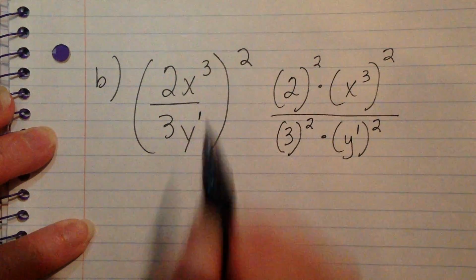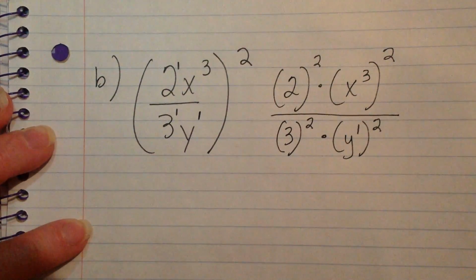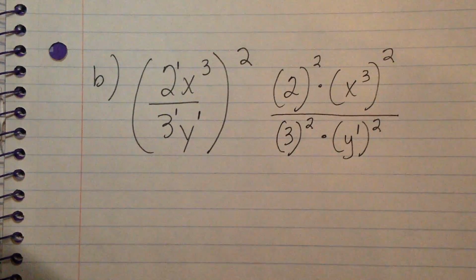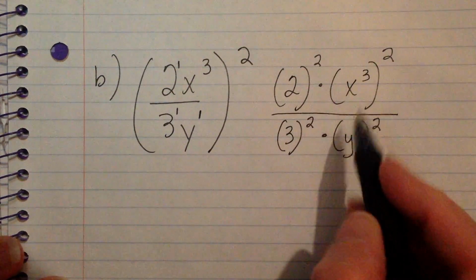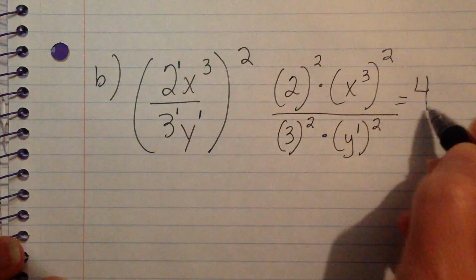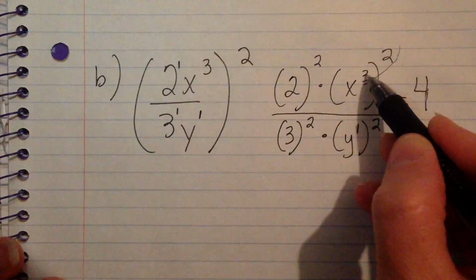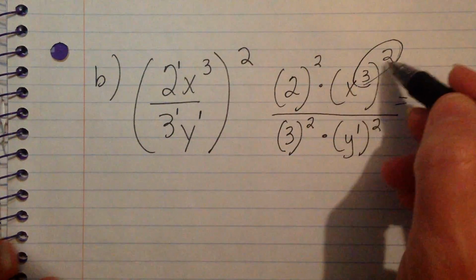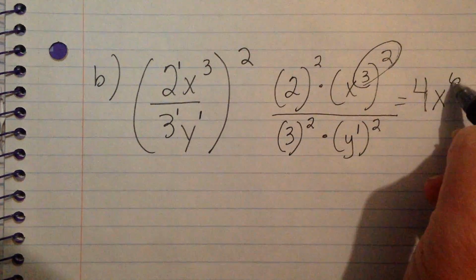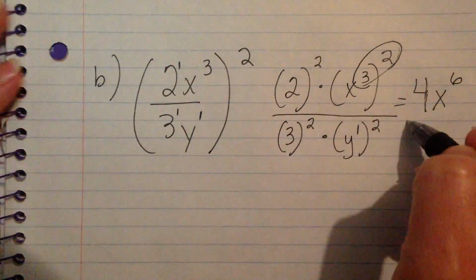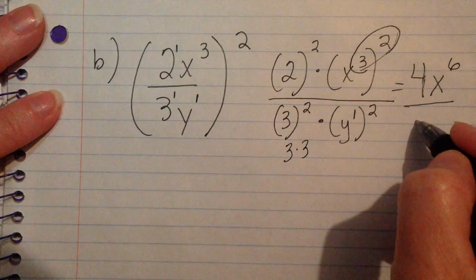Now this is y to the first. Every number, every letter has an exponent. If you don't see it, it's understood to be a 1. So 2 squared, that's 2 times 2, gives me 4. Now, here, both of these are exponents. You multiply them when one's inside and one's outside, one being raised to the higher power of the other. 3 times 2 gives you x to the 6th. Divided by 3 squared. That's 3 times 3, which gives me 9.